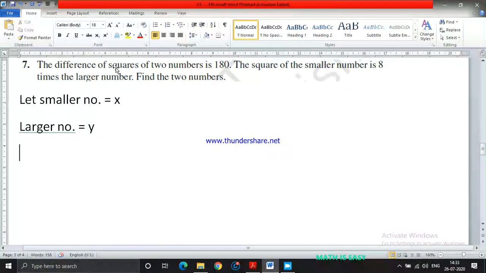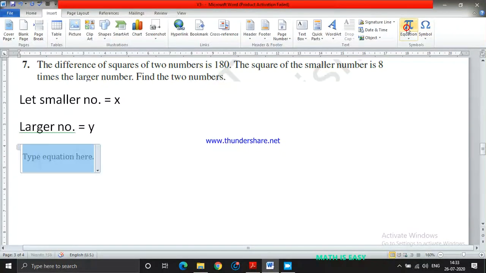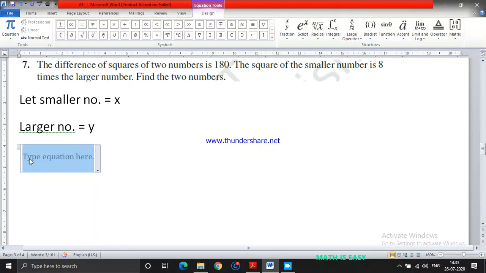Now what is given? Difference of the squares of two numbers. If x is there, then the square will be x square. If y is there, the square will be y square. Now should I write x square minus y square or y square minus x square? Or can I write it either way, is there no difference? There is a difference. See, the difference of the squares is 180.